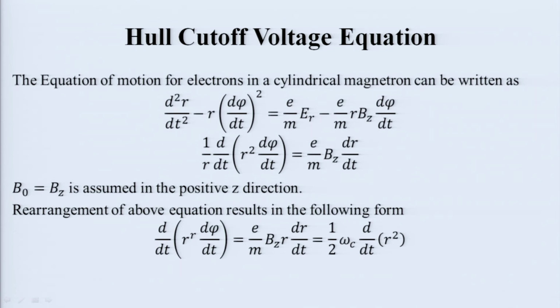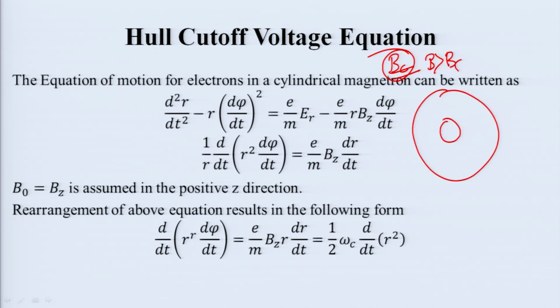Now comes the case of the Hull cutoff voltage equation. It is named after the scientist who first gave the equation, the value of BC, beyond which, if we increase the magnetic field value, what will happen? The electron emitted from the cathode does not reach our anode and it bounces back to the cathode. So, this plays a very important role. We should not increase the magnetic field value beyond this, so this value has to be calculated for each and every magnetron.